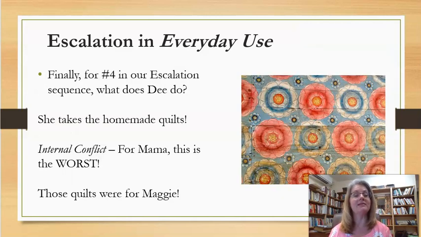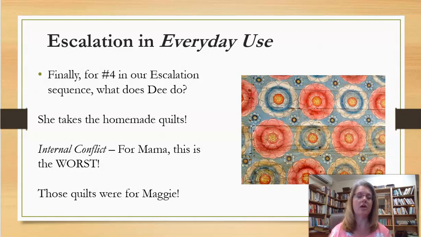Okay, what happens for number 4? Okay, number 4 in our escalation sequence, what does Dee do? She takes the homemade quilts. She actually goes to the trunk next to Mama's bed and helps herself to 2 of the homemade quilts. Okay, the internal conflict has reached a peak here. For Mama, this is the worst because those quilts were for Maggie. And she reflects to herself at some point that she had offered these quilts to Dee before, but they weren't good enough for her then. So this is where, again, it gets really interesting.